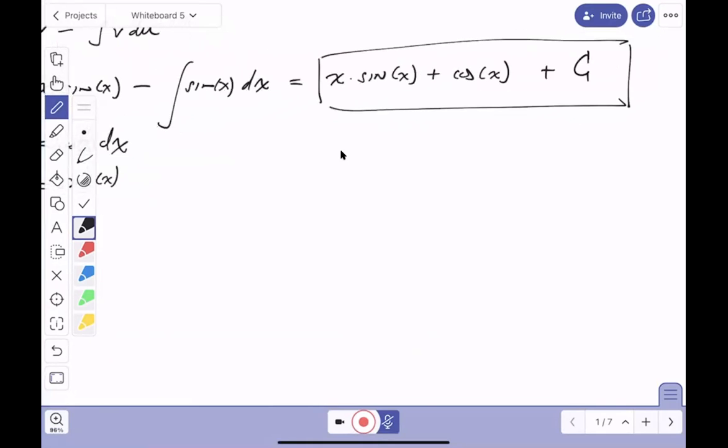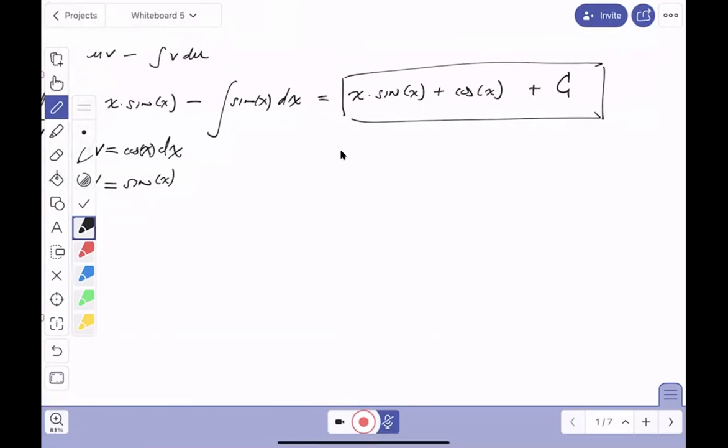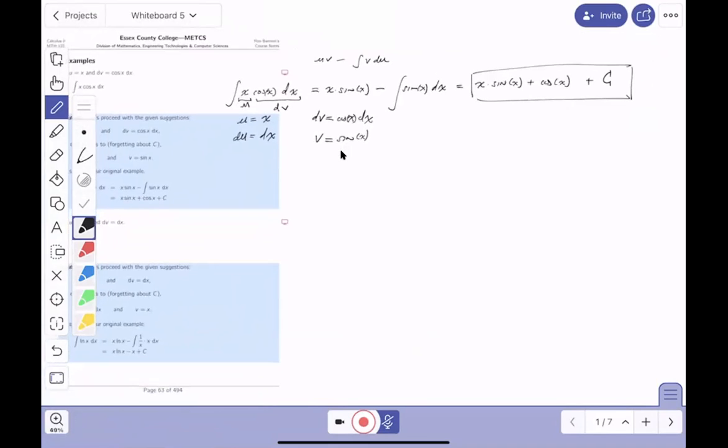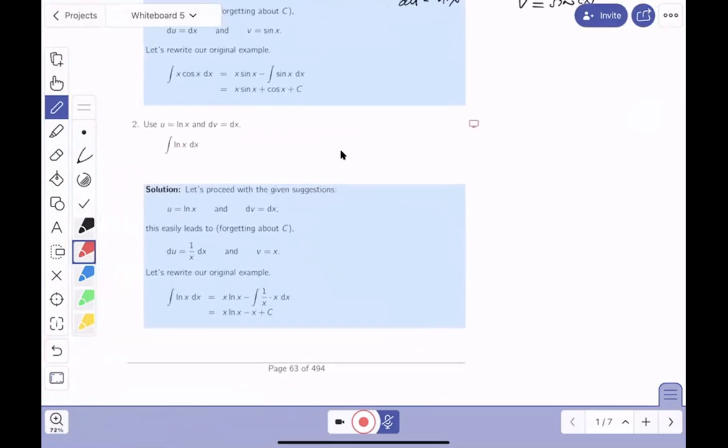All right. So what I'd recommend you do now is you look at the key, see how we did. Mistakes happen. Everyone makes mistakes. So what's the key say? X sine x plus cosine x plus c. Not bad. Let's go to the next one.